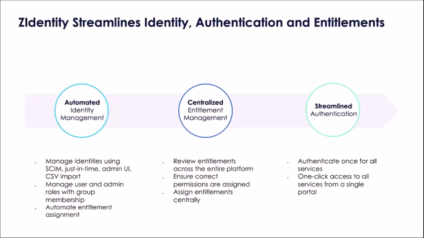When a user shows up in the system or is synchronized via SCIM into Z-Identity and they have a group membership, and that group membership already is assigned an entitlement, the customer doesn't have to take any additional action. Everything is automated, from the creation of the user as well as what that user is able to do.